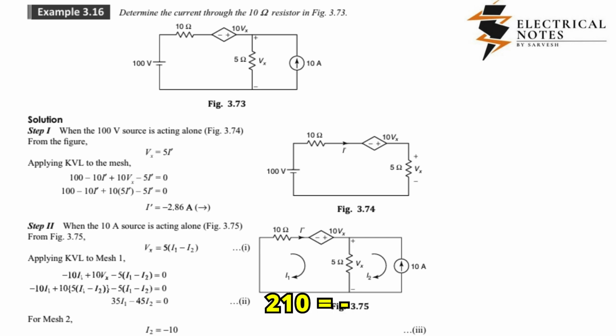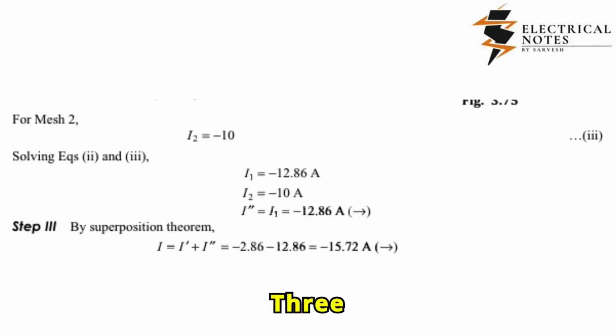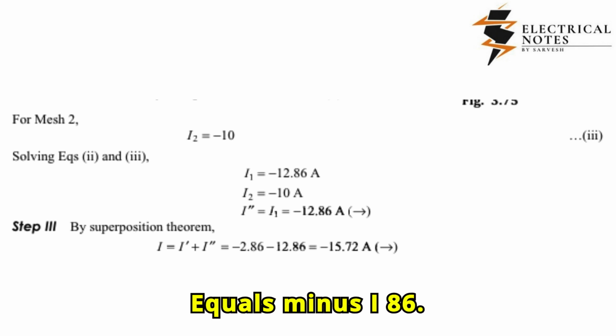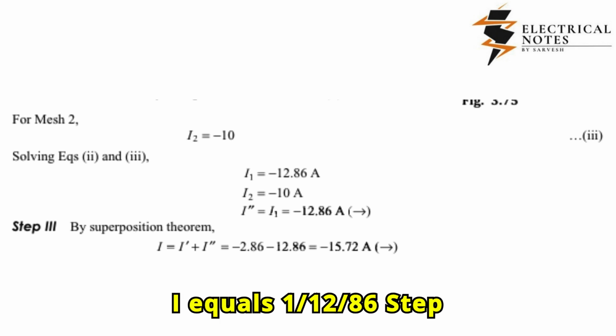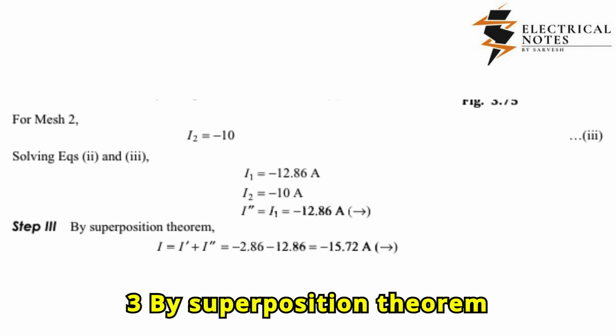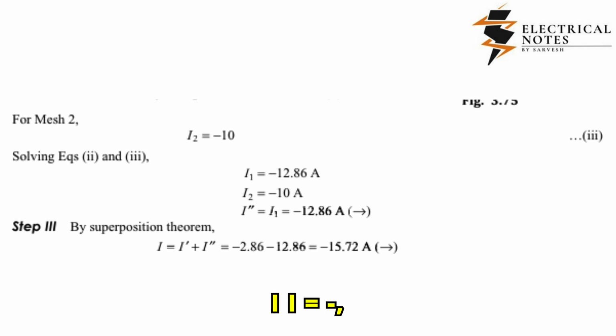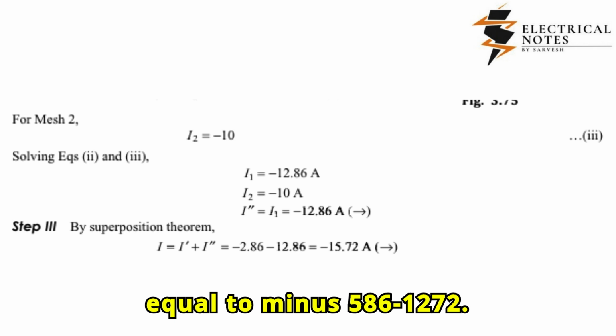For mesh 2, I2 equals minus 10 minus 3. Solving equations 1, 2, and 3 gives the mesh currents. Step 3: by the superposition theorem, adding the two contributions gives minus 5.